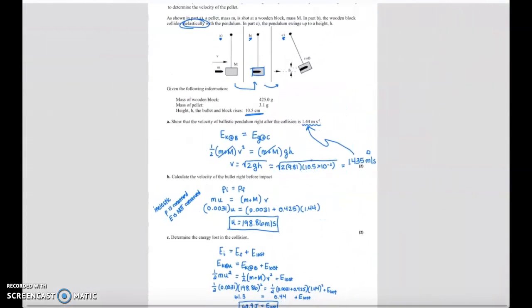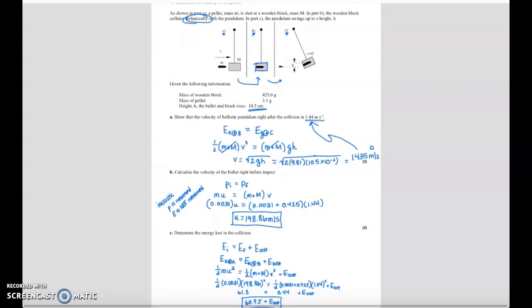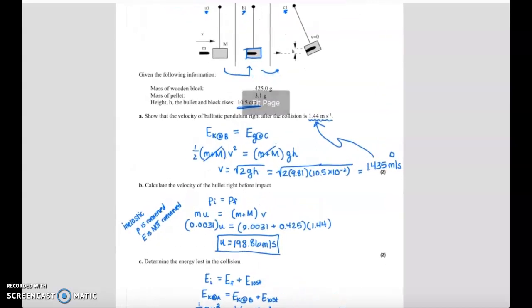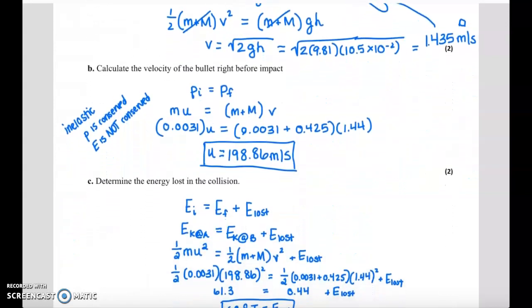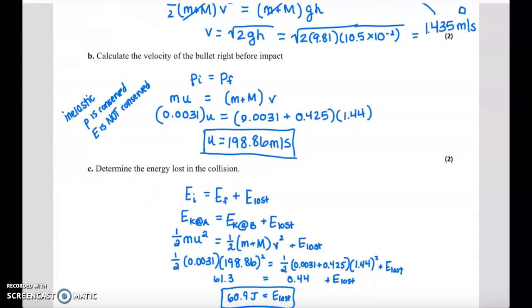So in this problem, we examined a ballistic pendulum where you have a bullet flying into a block and together they move up. We started by looking at just the second half of that, what happened after the collision, looking at conservation of energy to help us. We then switched to focus on the collision itself, remembering that an inelastic collision is where momentum is conserved, but energy is not. So we used conservation of momentum to help us find some unknowns, and we also determined how much energy was lost in that collision.